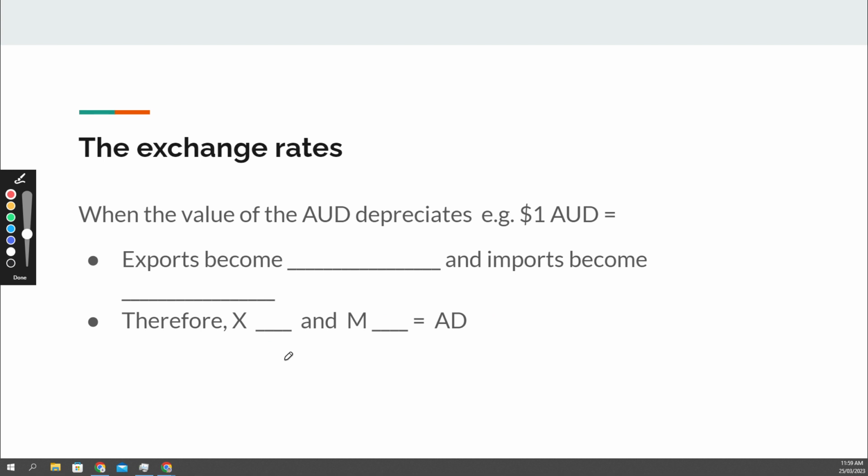Now, just a little trick here before I go. Whenever you work out the impact on one of these, X or M, you just reverse the impact on the other. So if exports are increasing, imports will always decrease as a result of a change in the exchange rate.